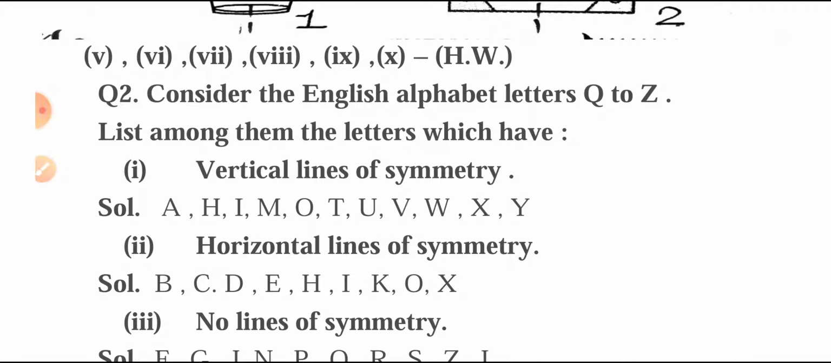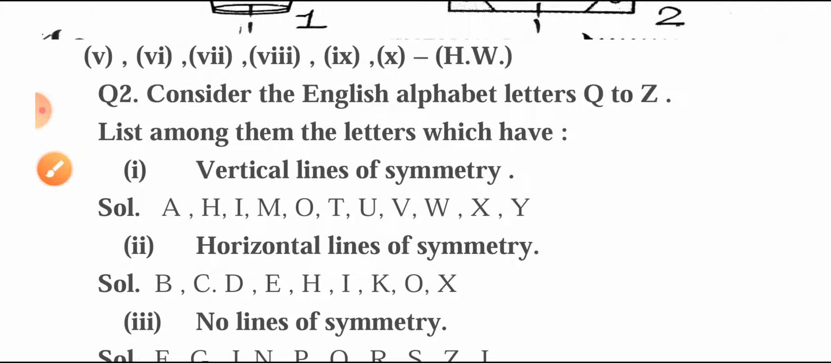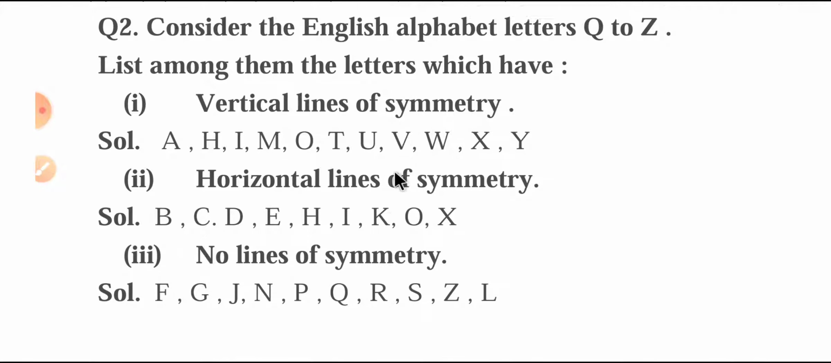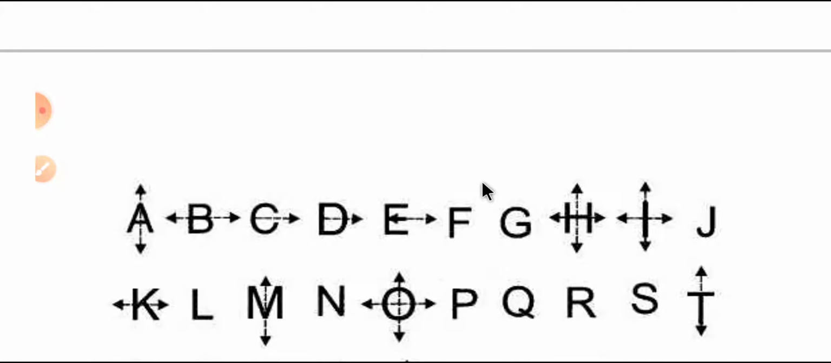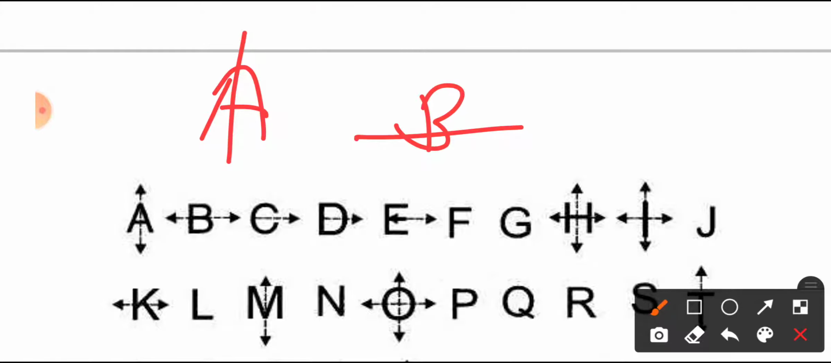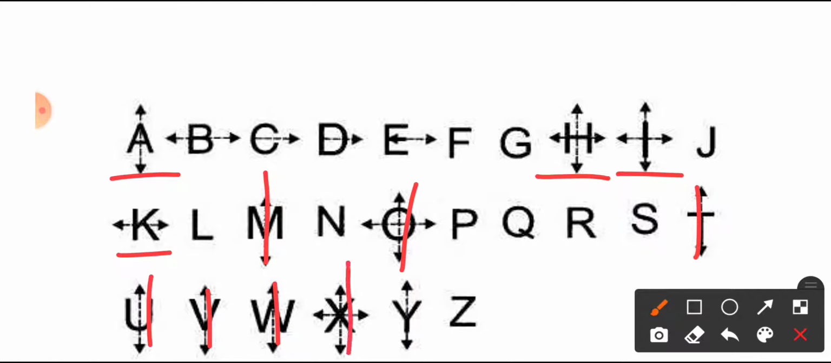It's your homework. Then question number 2, consider the English alphabet from letters A to Z. List among the letters which have a vertical line of symmetry, a horizontal line of symmetry, or no lines of symmetry. So vertical means like this, straight. Vertical means this one, and horizontal means this one. So in how many letters is a vertical line of symmetry possible? You can see in A, then H, I, K, M, O, then T, U, V, W, X and Y.